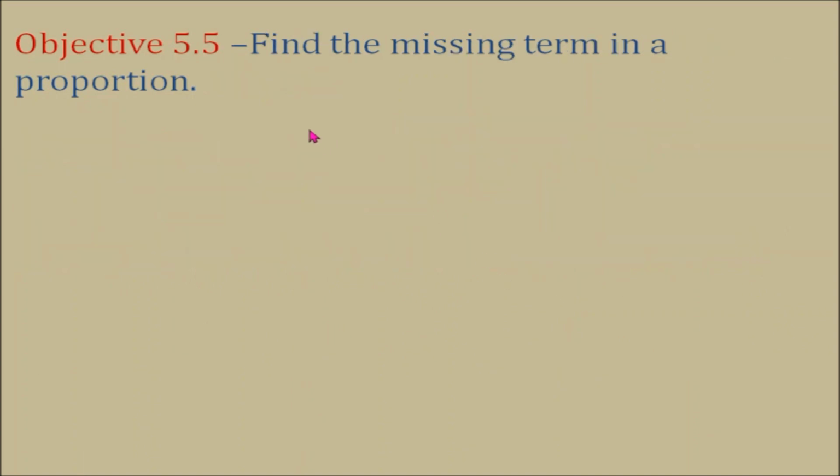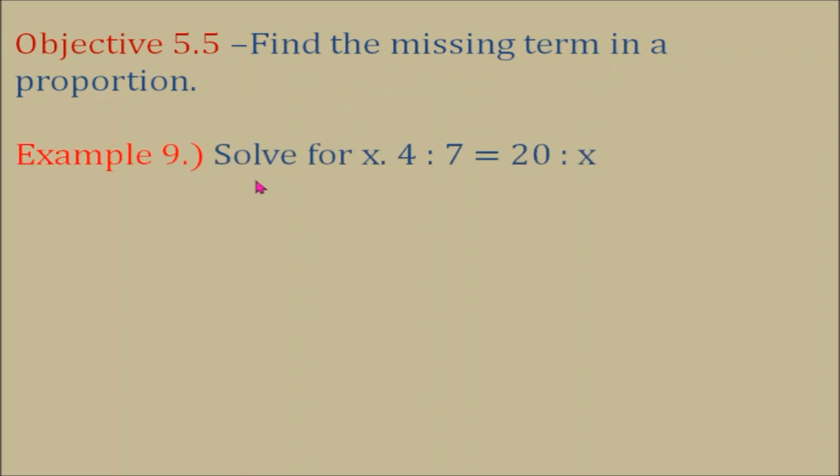Objective number 5. Find the missing term in a proportion. Example number 9. Solve for x in 4:7 equals 20:x. So we are going to multiply the means and we will also multiply the extremes. So 4 times x is 4x, and then 7 times 20 is 140. Now dividing both sides by 4, x equals 35.